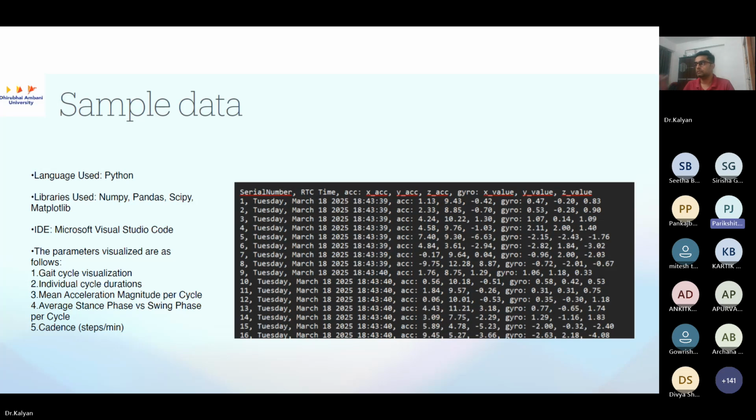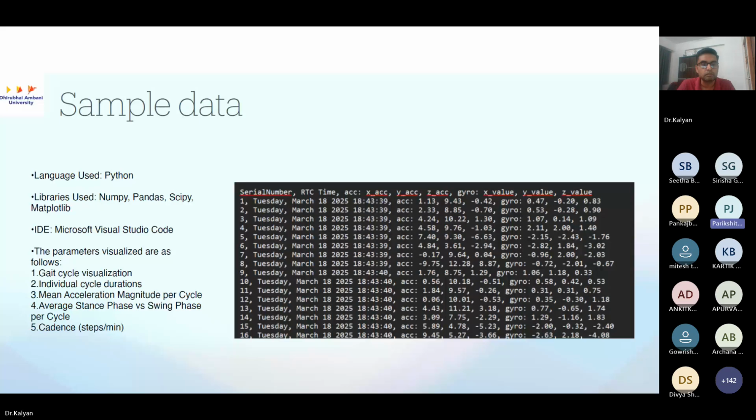Third, we are visualizing the mean acceleration magnitude per cycle. Why is acceleration important? Many of you might have observed that whenever we are going to perform a heel strike, we keep the foot down with a certain acceleration. Let's say a person is suffering from foot pain, then that patient will keep the foot down with less pressure, so with less acceleration. So acceleration values help us determine if any gait related impairment, specifically a leg pain or other kind, is present. That helps us a lot in identifying different gait related features.